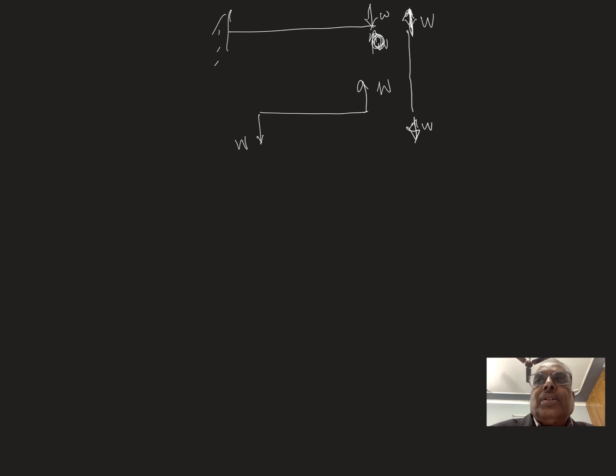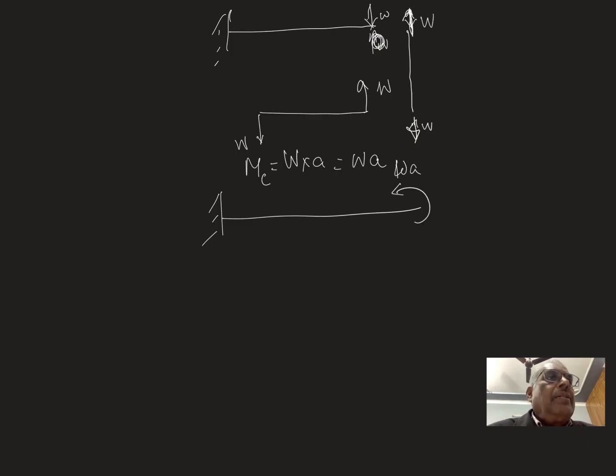Moment is how much? W into A, the moment at C. So W A is the moment, and that is the clockwise moment. So finally, if you draw, this will be a clockwise moment, W into A, as well as there is a load W.